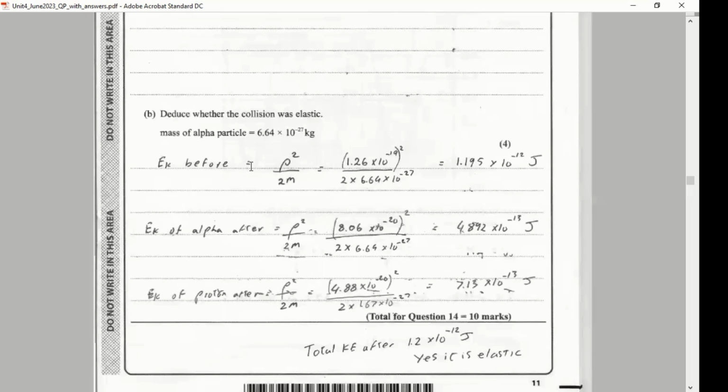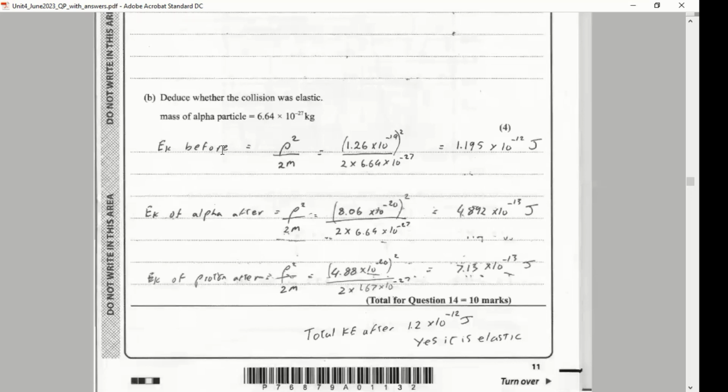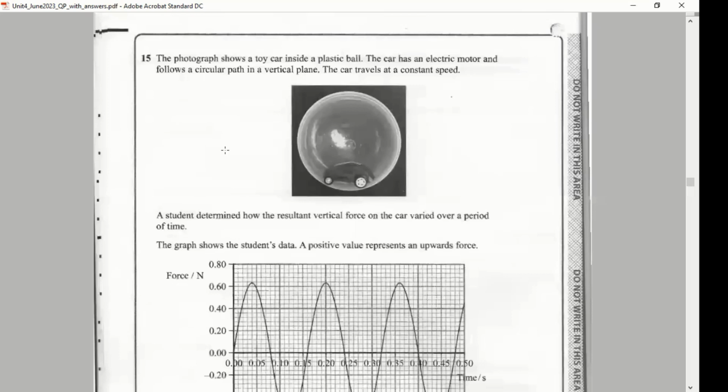The other method is, for an elastic collision, you should know that the closing speed equals the opening speed after collision. But when you've got them at an angle like that, it's going to be very difficult to calculate the opening speed. It's going to be very difficult to do that. Okay, that was question 14.